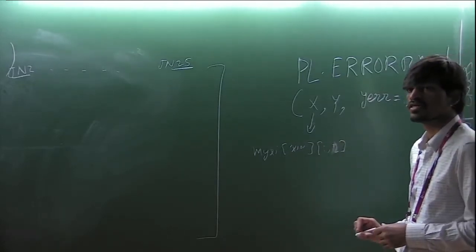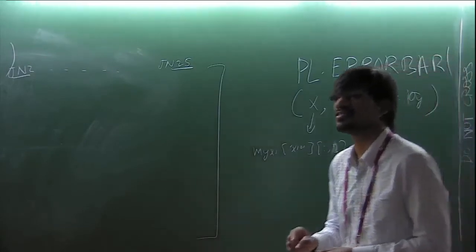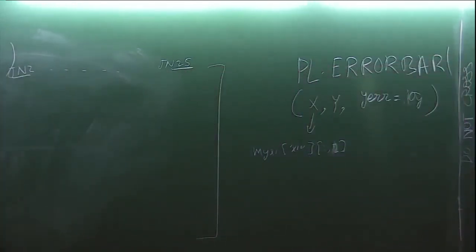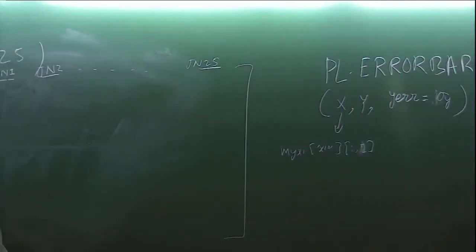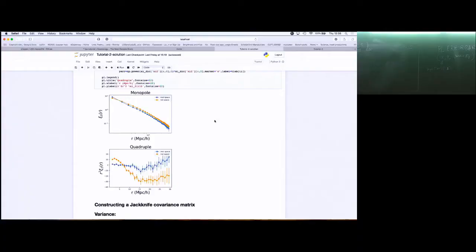Is it clear? Yes? Sorry? So in the plot, do you notice the x-axis is in log? If you look at the x label, it's 10 to the 1 rather than 10. So that is a log axis.